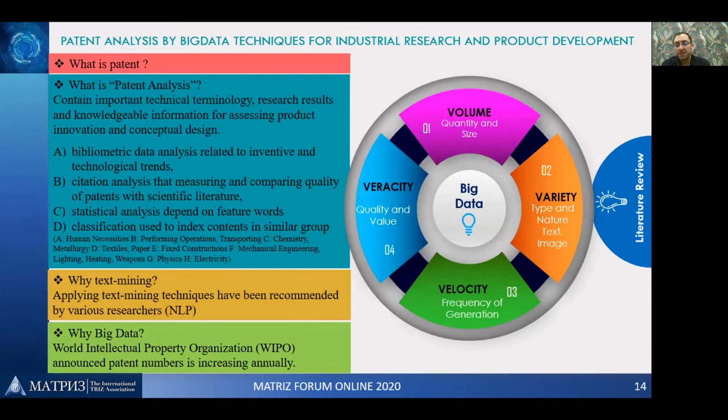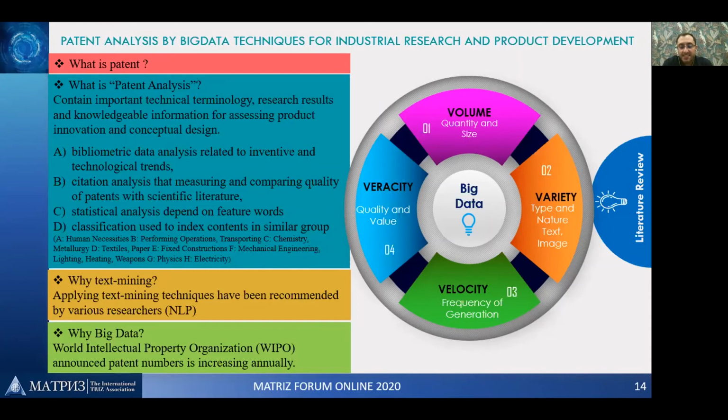Let's move on to understand patents in detail. Patents are intellectual property granted by the government. Patents include knowledgeable information for assessing product innovation and conceptual design. Patent analysis includes 4 levels. First is bibliometric data analysis, citation analysis, statistical analysis, and classification.